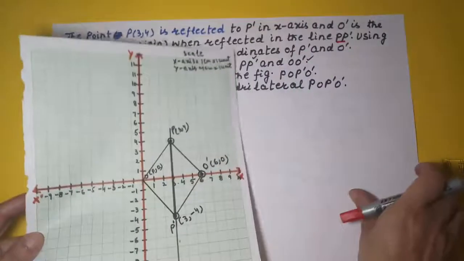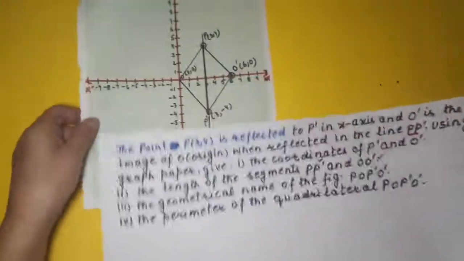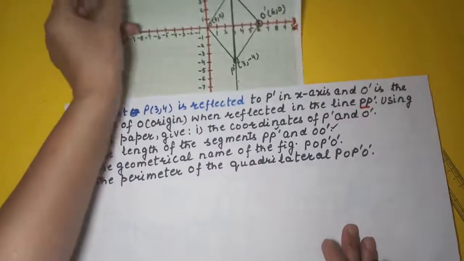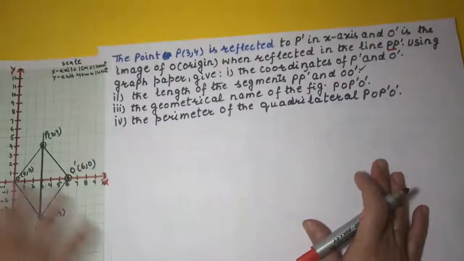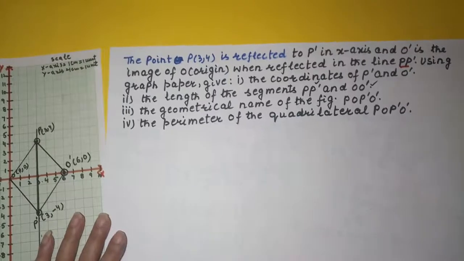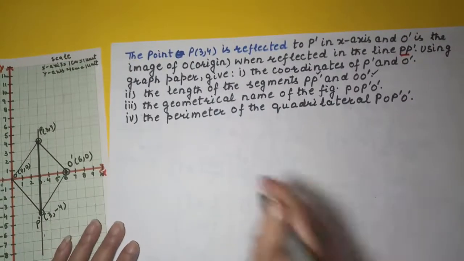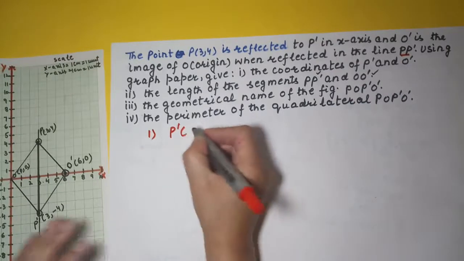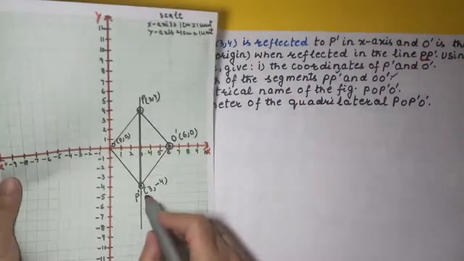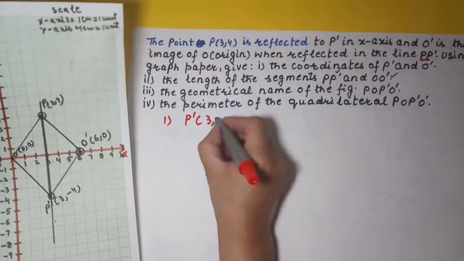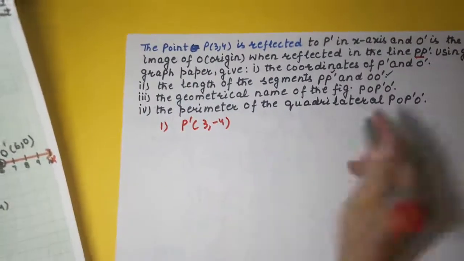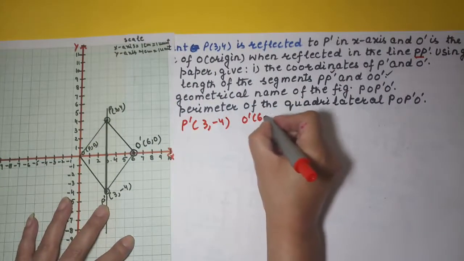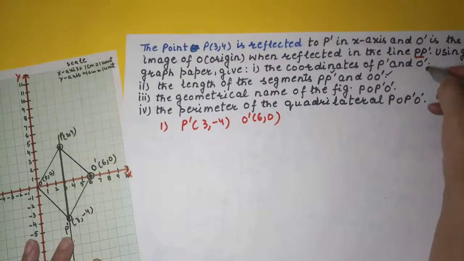The first is the coordinates of P dash and O dash. Okay, so first, how much is my P dash? 3n minus 4. And how much is my O dash? O dash is 6 and 0. You have answered the first part of the question.